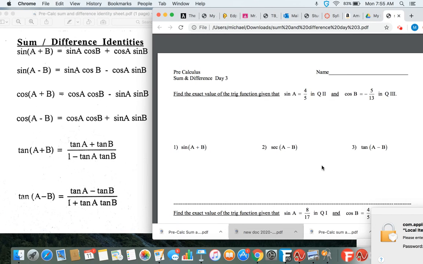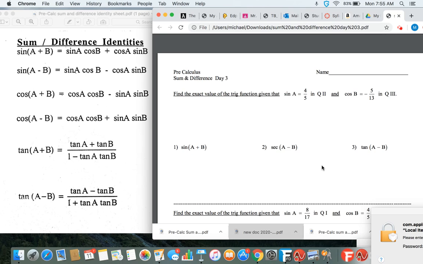Today we're going over sum and difference, day three notes. Okay, so you've been doing a nice job so far. I think you've gotten the hang of day one and day two. Please, guys, ask questions if you have any. I appreciate some feedback that I got the other day. Keep that up. Please continue.